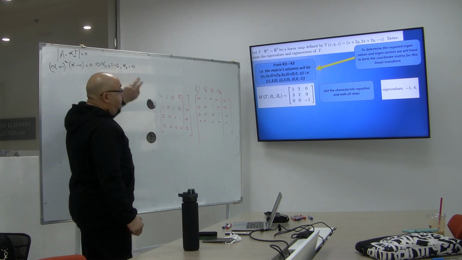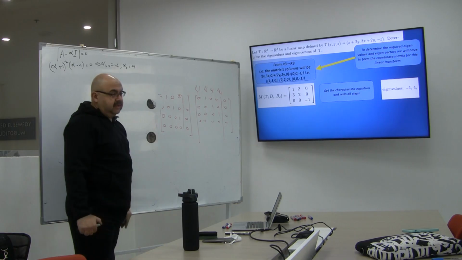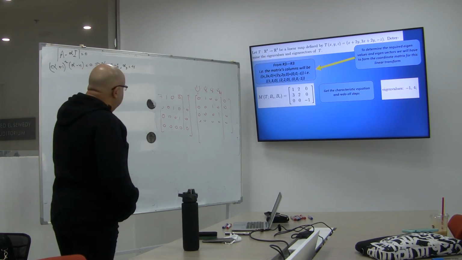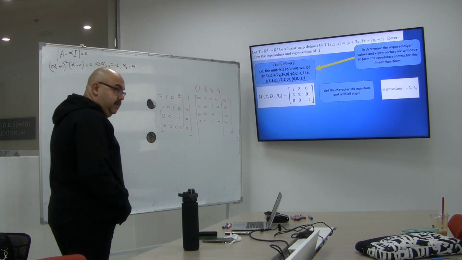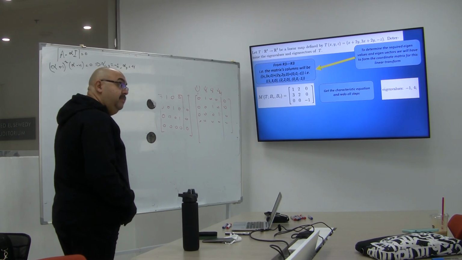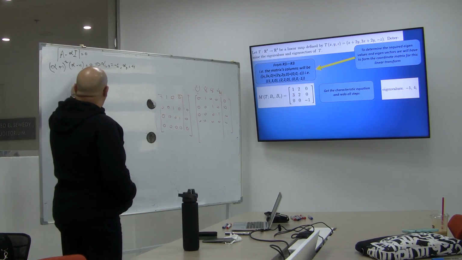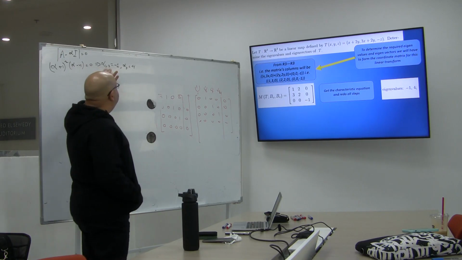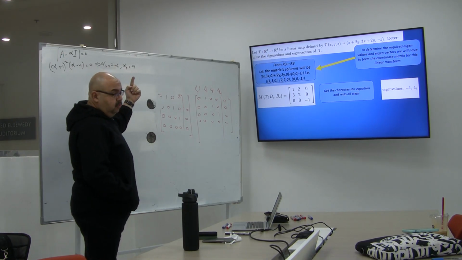So negative 1 is repeated how many times? 2 times. And the 4, as you can see, once. So for this matrix, now I know that you will have an algebraic multiplicity. Do you remember the algebraic multiplicity? What's the algebraic multiplicity? The number of repetitions of the eigenvalue. This one is repeated how many times? 2 times. So the algebraic multiplicity here is 2, and the algebraic multiplicity here is 1.